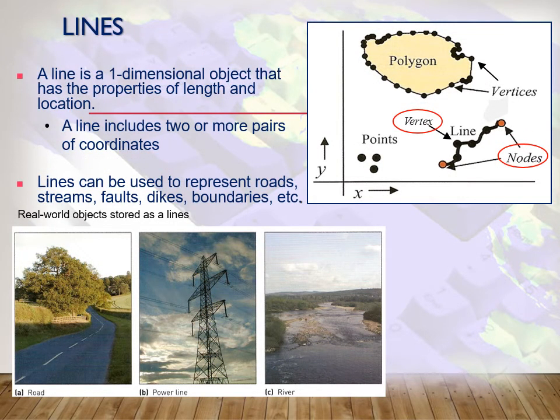We can have lines, which are one dimension. Some examples include roads, power lines, rivers, county boundaries, state boundaries, freeways, etc. And they consist of nodes and vertices that are connected by lines.